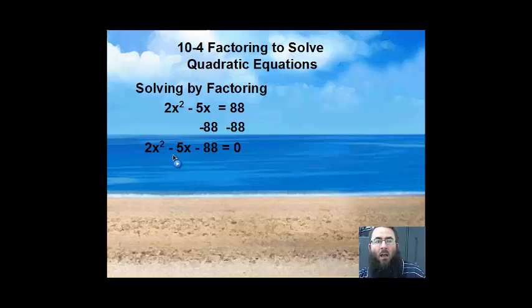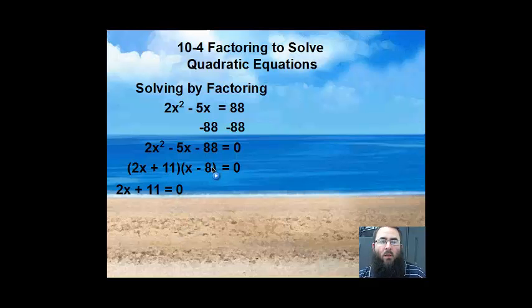Now I've got 2x squared minus 5x minus 88. I've got a coefficient before the x squared. You might want to use the magic squares on this one. Or you can just wait until I press the button, and it'll show you that it factors into 2x plus 11 times x minus 8 equals 0.